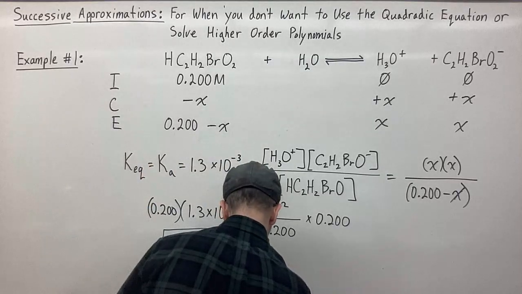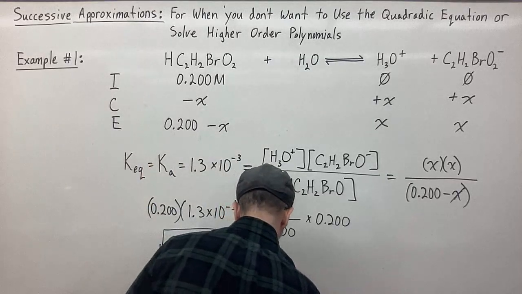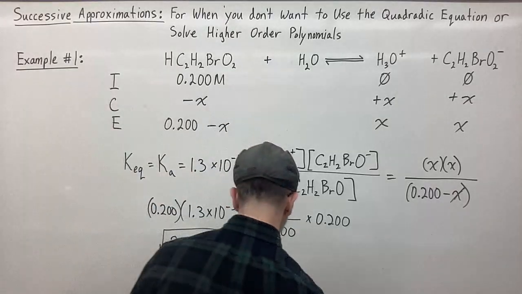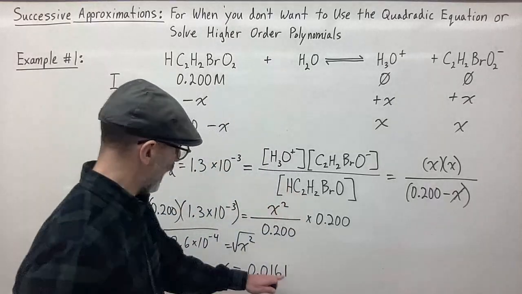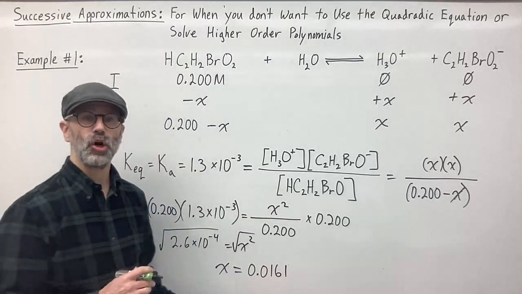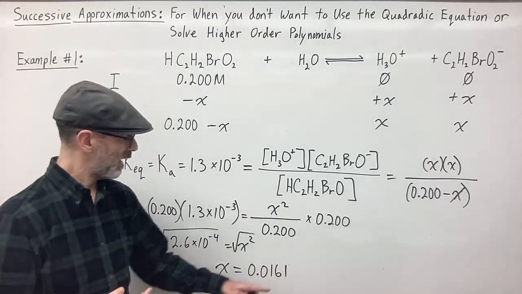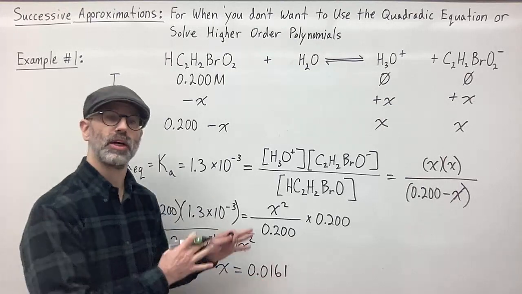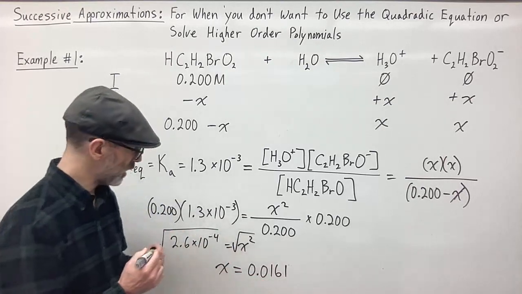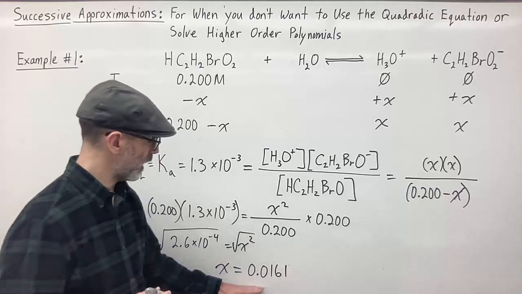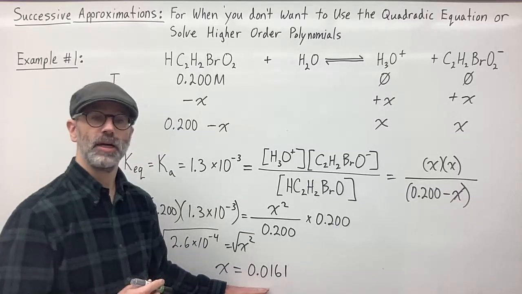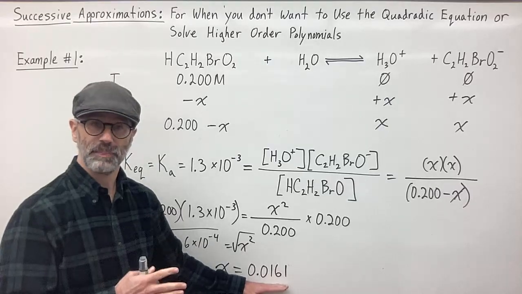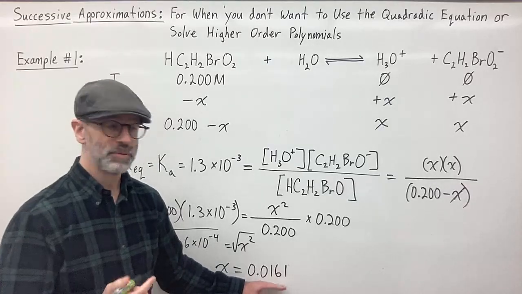And then I get X is equal to, what did I get? 0.0161. So I add another digit there, even though it's only 2 sig figs. I'm adding another digit for rounding errors because we're going to do this calculation again. But first I want to show that we'll see that this does not pass the 5% rule.